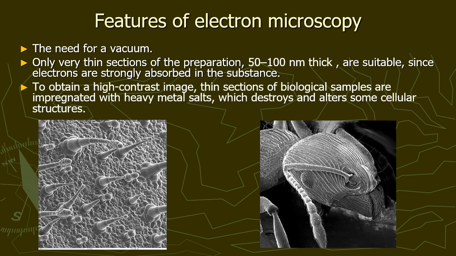Well, we also use it in order to get a contrasting image. We impregnate with heavy metal salts, and some cellular structures can be destroyed. Thanks to the work of a transmission electron microscope, some membrane organelles were imaged, as well as ribosomes. It was possible to consider ribosomes.